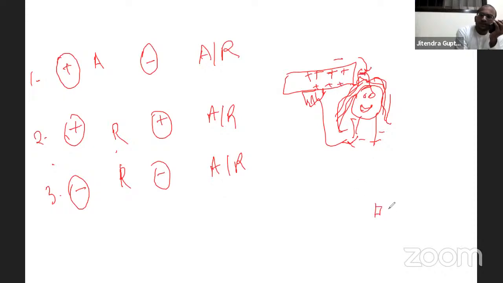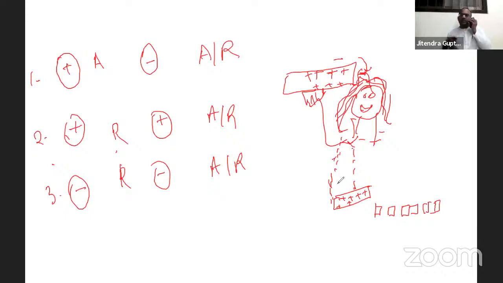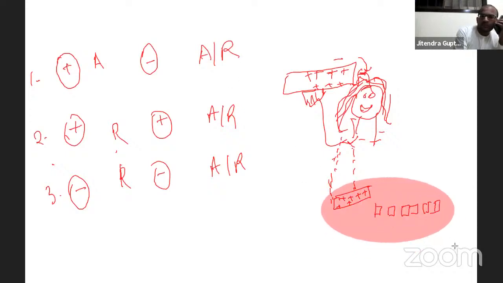Now here are pieces of paper, small pieces of paper. Suppose we bring that scale near the paper. What will happen? Tell me what will happen. They will attract each other. Attract each other. That's good.